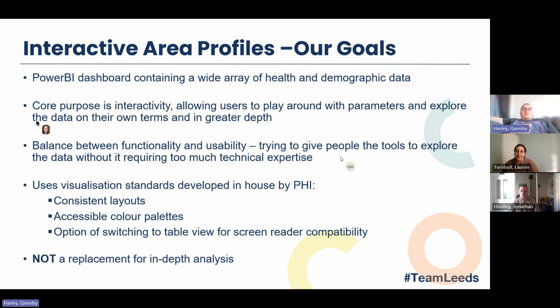Thank you. So I'm just going to talk through the interactive area profiles, which is another tool that has been developed by Public Health Intelligence. So this is a Power BI dashboard which gathers together a lot of the health and demographic data that we've already seen in various forms. The key difference here is this is an interactive tool.